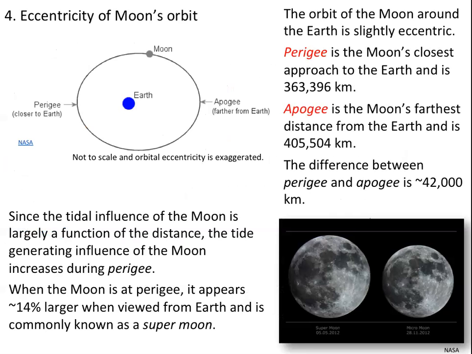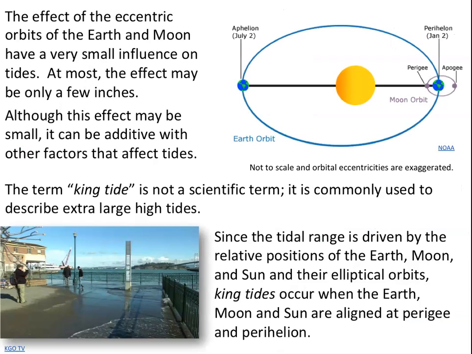The moon's orbit again is probably the greatest influence, and so perigee is the moon's closest approach. It's about 363,000 kilometers. Apogee is the moon's farthest, but again, these farthest and closest distances will also have an effect on the tides. And so again, there's a thing called a king tide, and that's when they're all lined up. And so the effect of the eccentric orbits of Earth and Moon have a small influence, and mostly affect by only a few inches. It can be additive.